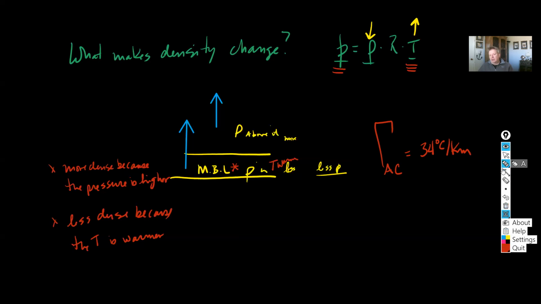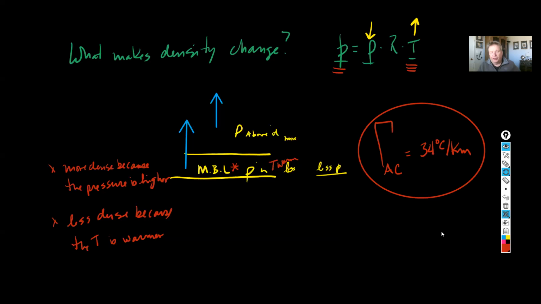Now I want you to think about this number. That seems huge, doesn't it? 34, I mean the dry adiabatic lapse rate is 10 degrees Celsius per kilometer. You're telling me that the air has to drop off by 34 degrees Celsius per kilometer for that air to overturn all by itself. That seems a lot.